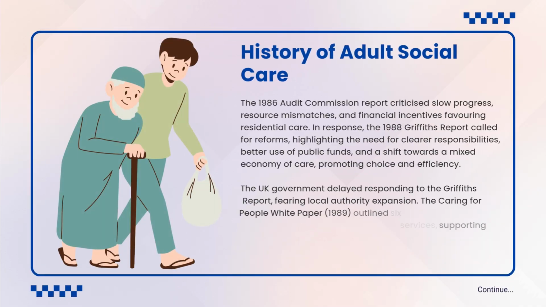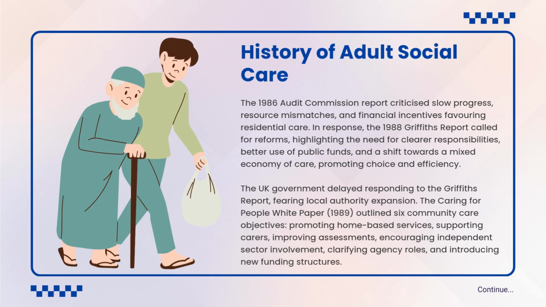The 1986 Audit Commission report criticised slow progress, resource mismatches, and financial incentives favouring residential care. In response, the 1988 Griffiths report called for reforms, highlighting the need for clearer responsibilities, better use of public funds, and a shift towards a mixed economy of care, promoting choice and efficiency. The UK government delayed responding to the Griffiths report, fearing local authority expansion.